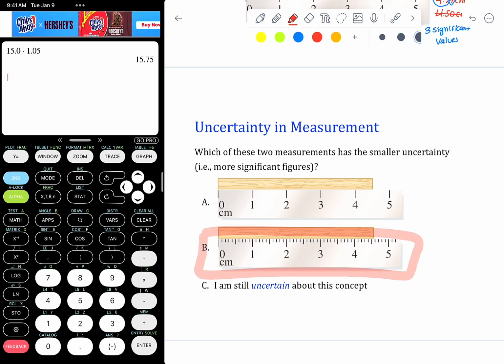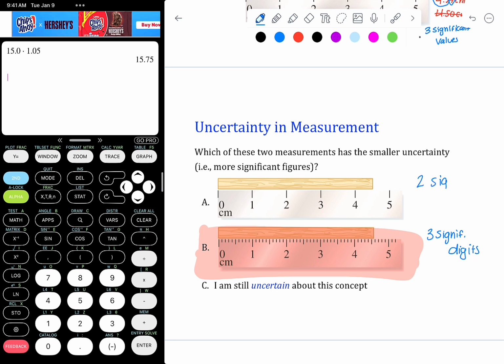Because ruler B has more of these dashes in it, we can be more certain about the length of that ruler, because we had 3 significant digits in the second ruler rather than 2. So we are more certain about our second ruler there. There's less uncertainty in that measurement. We know the length of that stick to more decimal places.